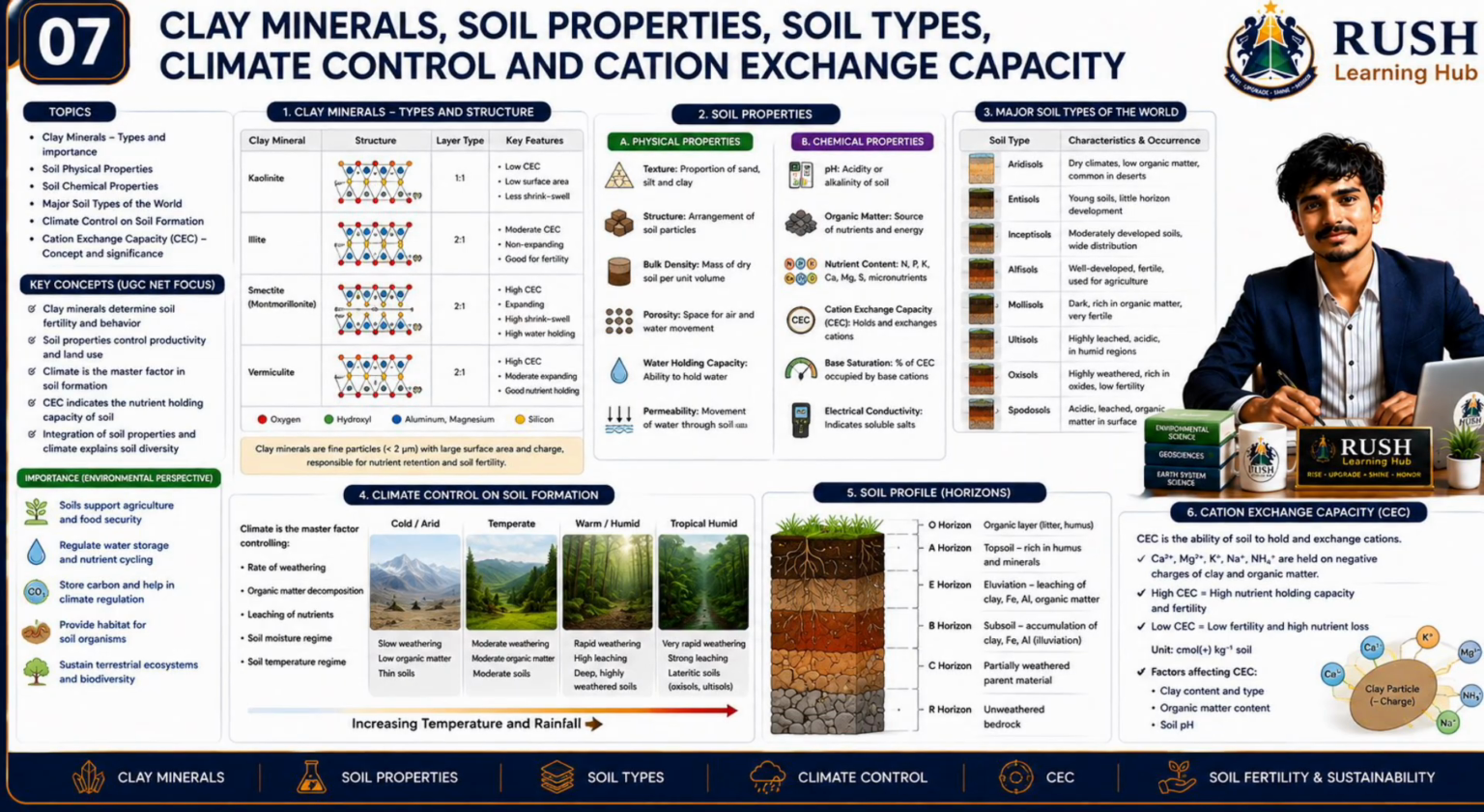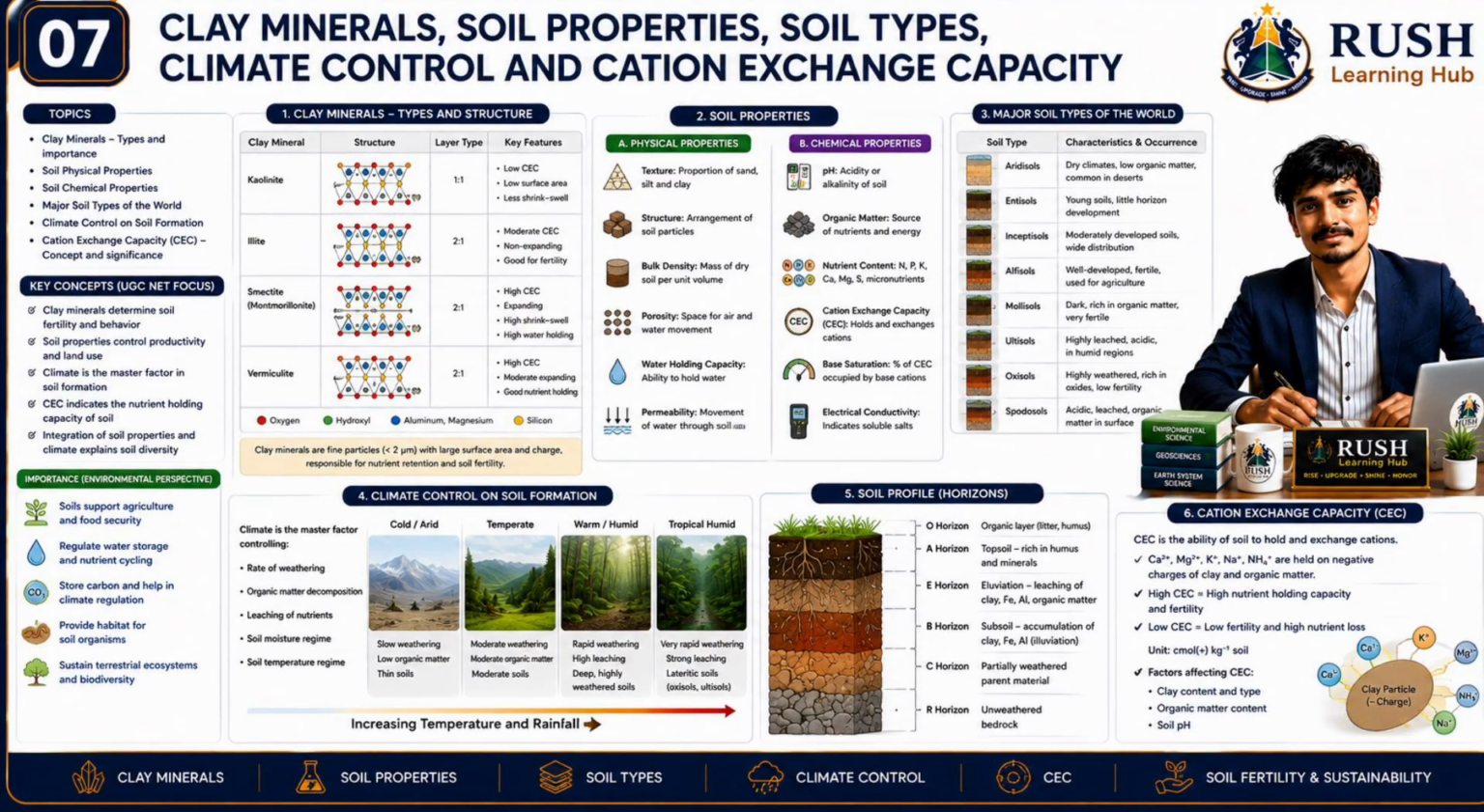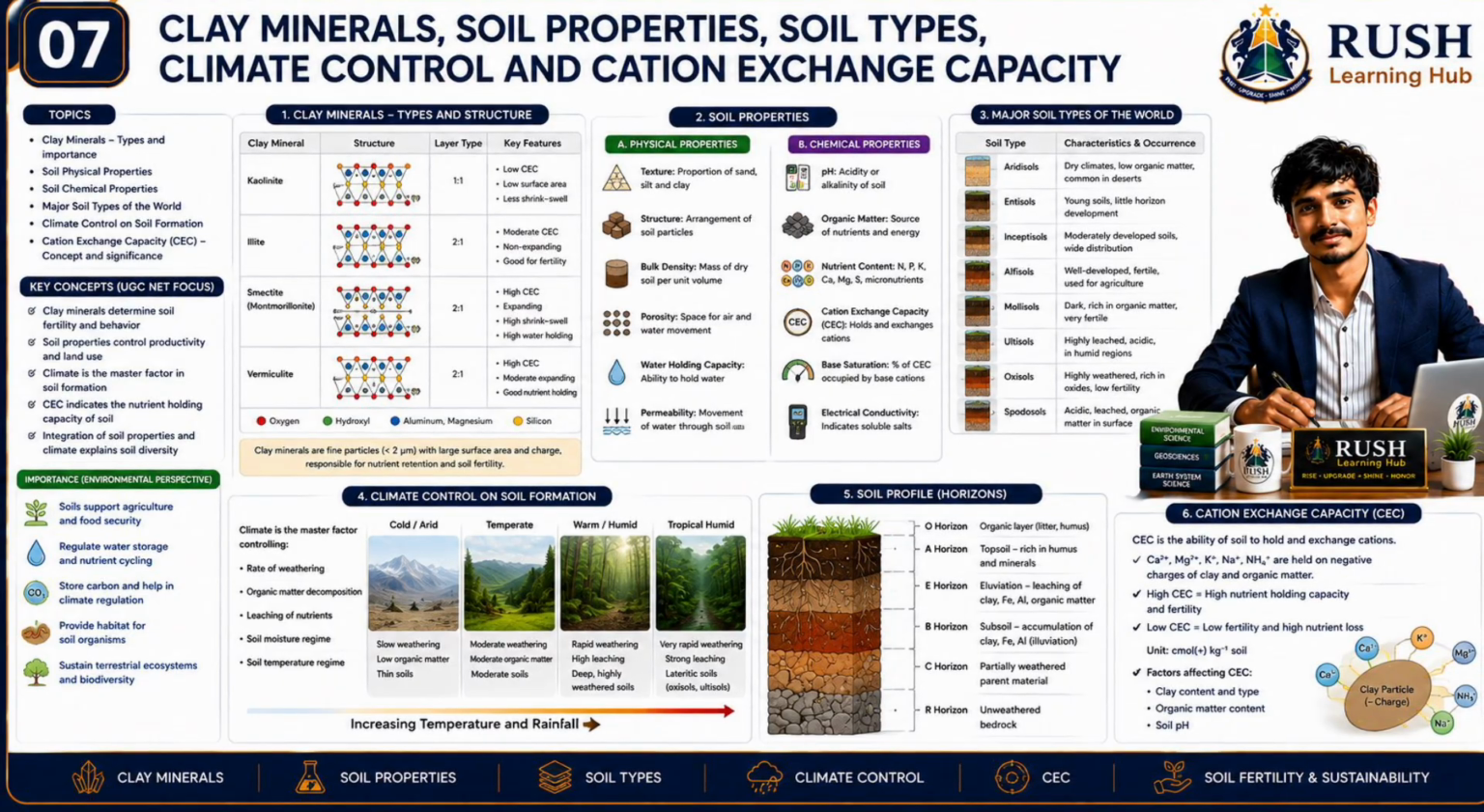Among clay minerals, montmorillonite exhibits the highest CEC, whereas kaolinite possesses comparatively lower CEC. High CEC soils retain nutrients efficiently and reduce nutrient losses through leaching. Low CEC soils lose nutrients rapidly and require frequent fertilization.